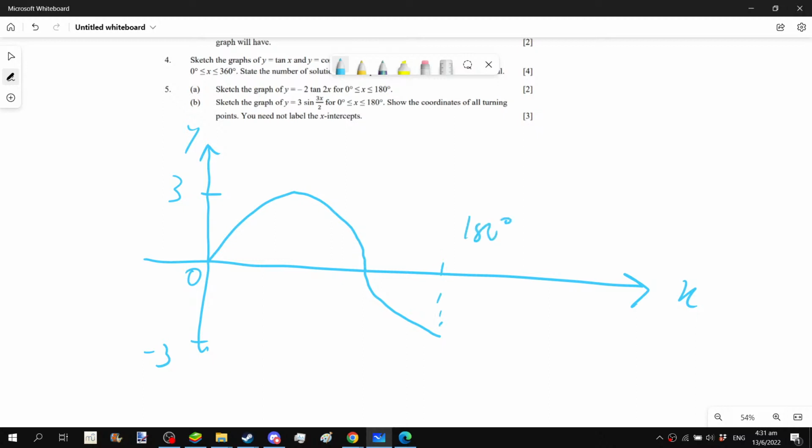So this area here is 180 degrees. This area here is 120 degrees. That region there is 60 degrees, like so. Right? And we're done.